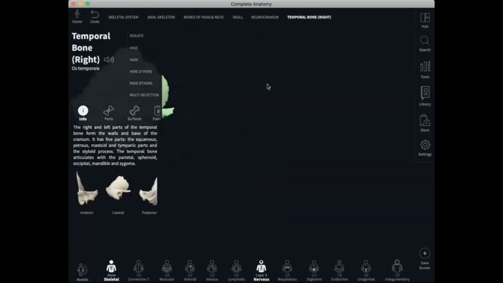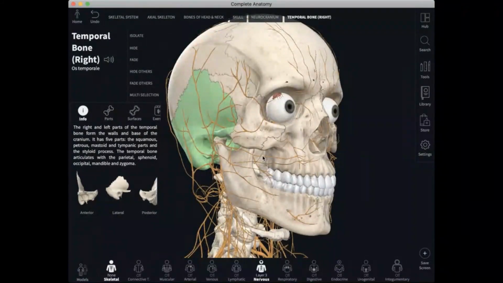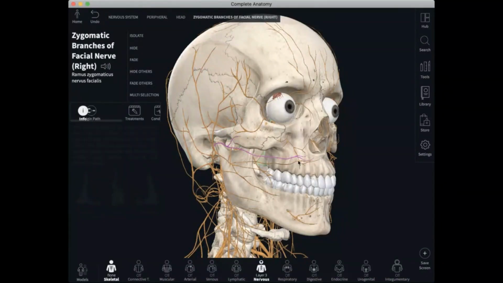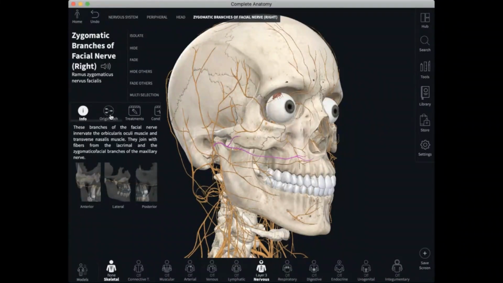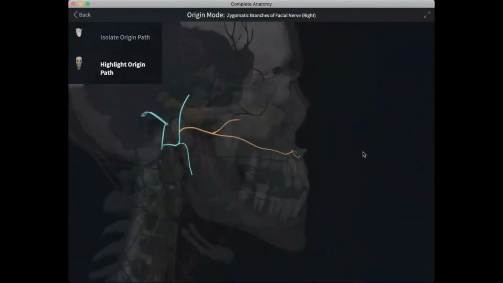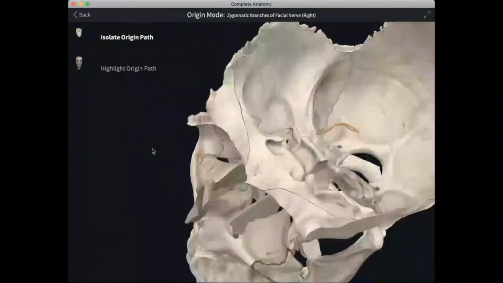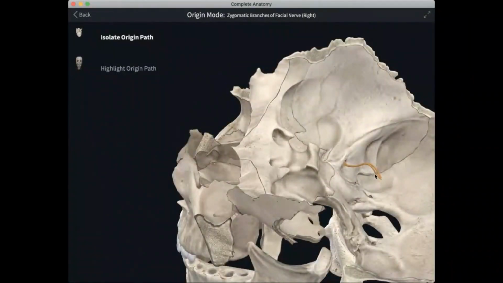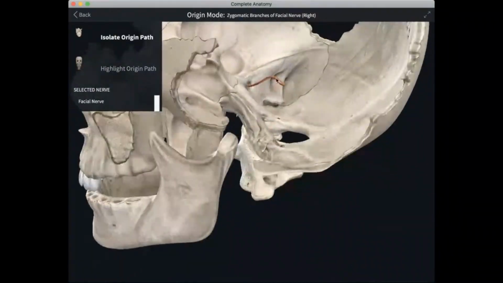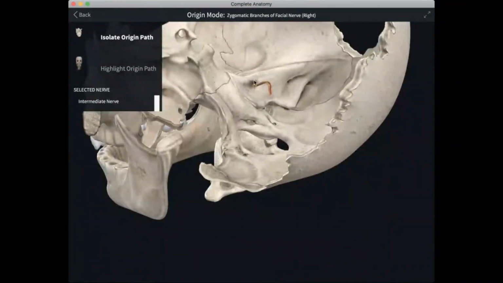Okay, let's see the facial nerve first. As I told you, it's the seventh cranial nerve. Now I have isolated this origin part. Here you see this is the intracranial part of the facial nerve. Then it is entering into the temporal bone.